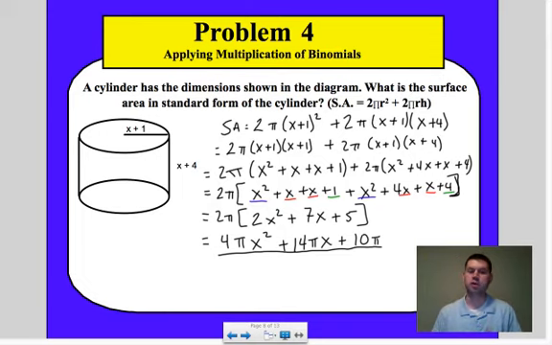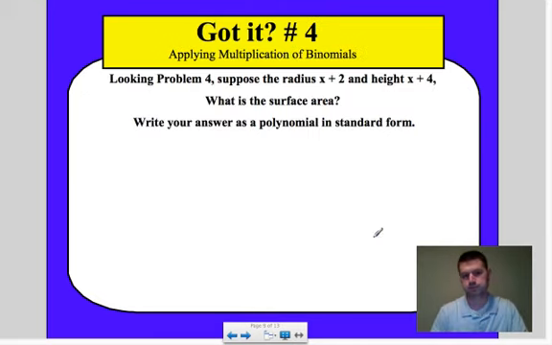Now that's an unknown length of x. So if we want to figure that out, we might say, hey, x is 1. Well, then it's 4 pi plus 14 pi plus 10 pi. And real quick, we get 28 pi as our surface area.